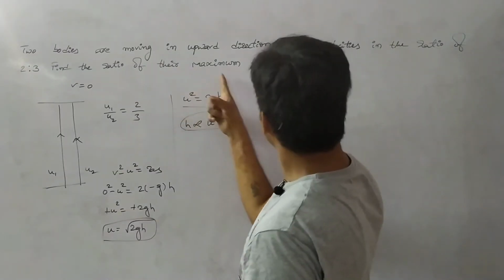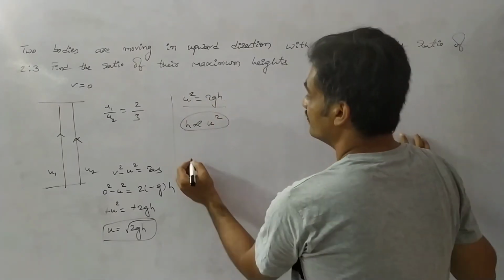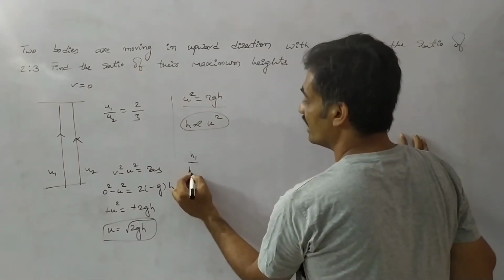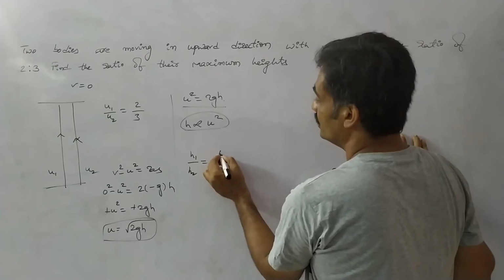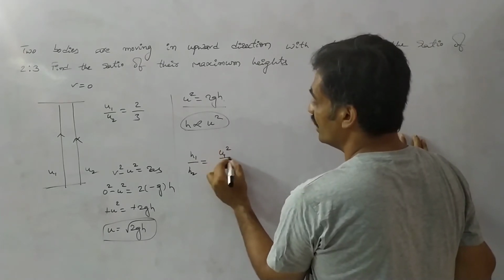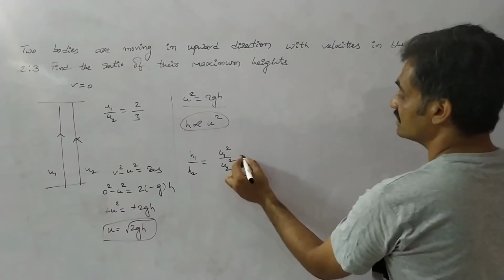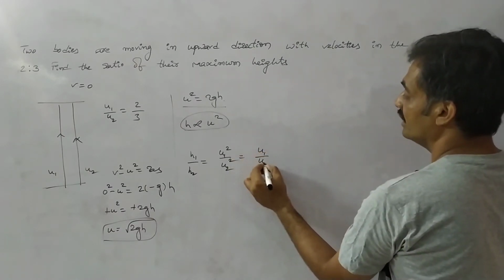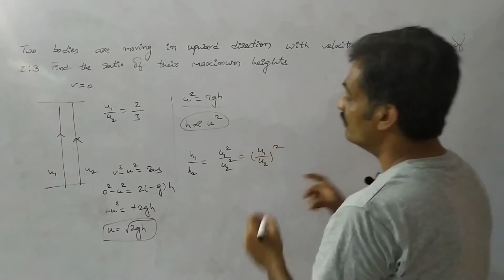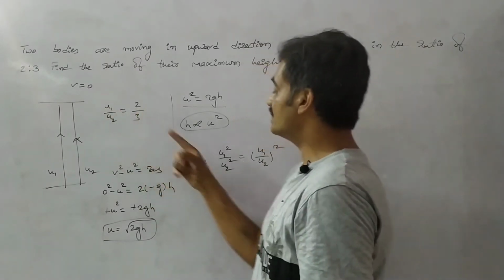Then to find the ratio of the maximum heights, h1 by h2 equals u1 square by u2 square. We can also write it as u1 by u2 whole square. Observe that u1 by u2 equals 2 by 3.